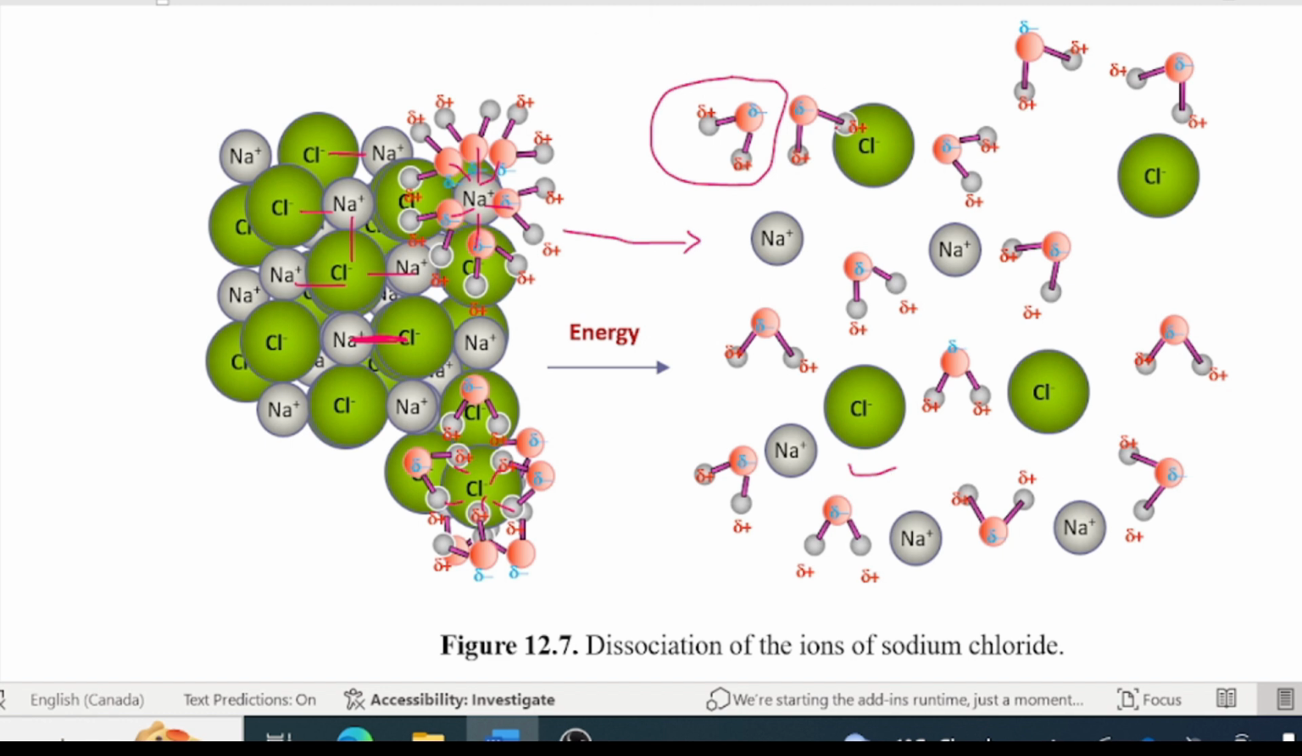Okay? So this is how water dissociates the ions from the crystal. Why is it called dissociation and not ionization? Because these are already existing as ions. Any process that separates them is referred to as dissociation. And of course, that needs energy.